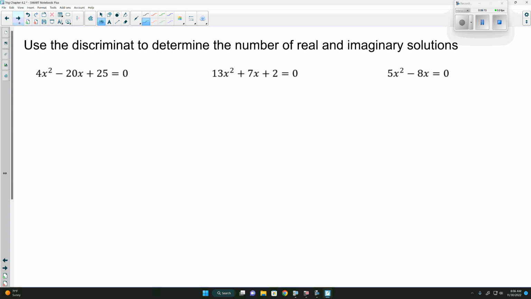So, the first set of problems we're doing here, we want to use the discriminant to determine the number of real and imaginary solutions. That's it. That's all we're doing for these. We're not actually solving them. We're not trying to find the values. We're just wanting to see what we will have. And the discriminant is our b squared minus 4ac. Especially with quadratics, this is sometimes helpful to look at.